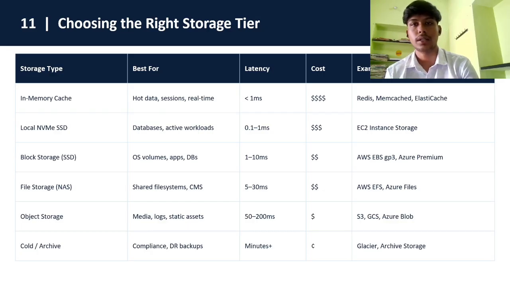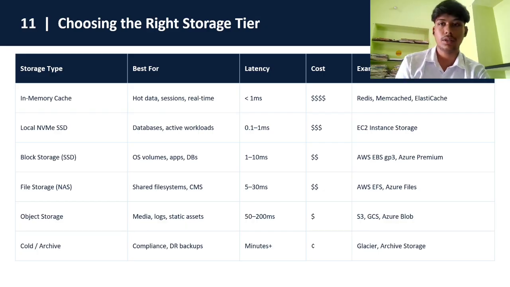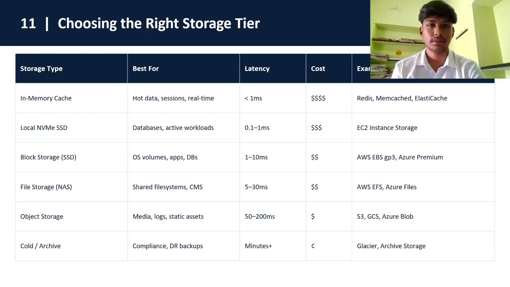There's a four-dollar-sign symbol mentioned, which is super expensive. Example services are Redis, Memcache, Elastic. These are the examples. And local NVMe SSD, which is best for active database workloads. Its latency is about 0.1 to 1 millisecond. This is also super expensive, but it is fast and reliable. The example services are EC2 instance storage.